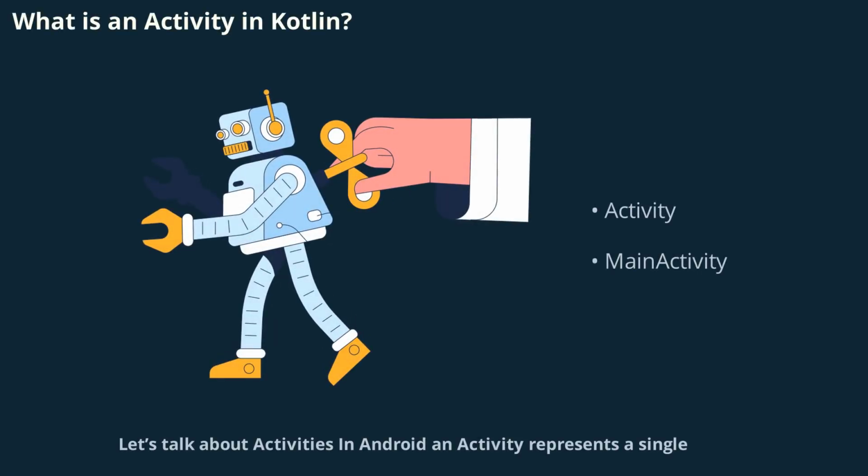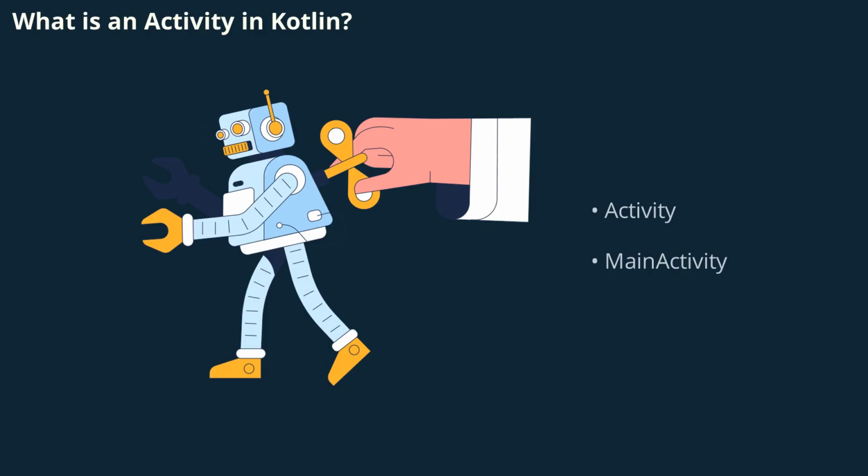In Android, an activity represents a single, focused thing a user can do. Think of it as a page in a website. Each screen in your app is typically an activity. For example, a login screen and a settings screen would be two separate activities. When you create a new project, Android Studio automatically generates a main activity file as your app's entry point.